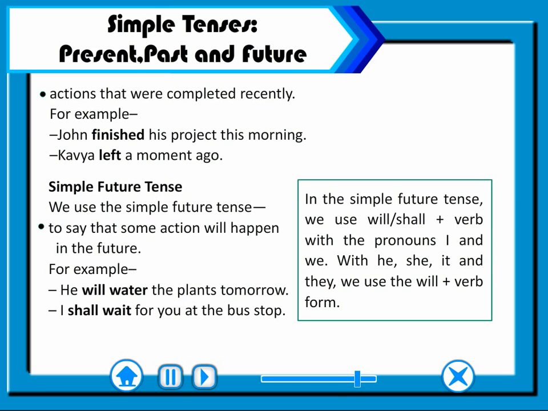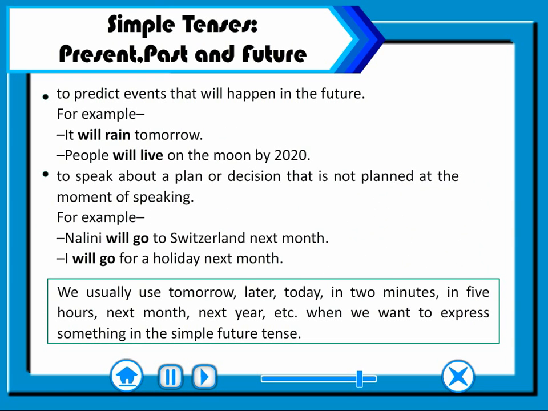With he, she, it and they, we use will plus the verb form. We use it to predict events that will happen in the future. For example, it will rain tomorrow. People will live on the moon by 2020.